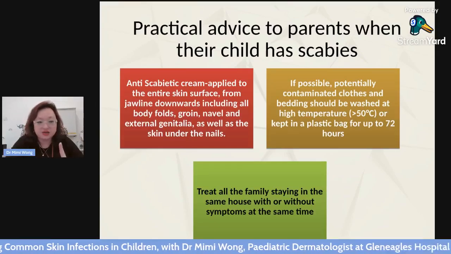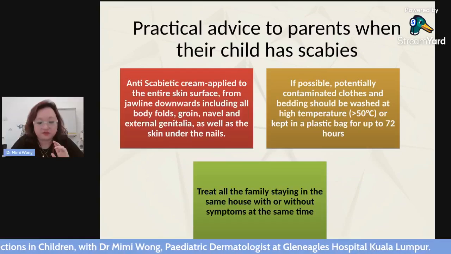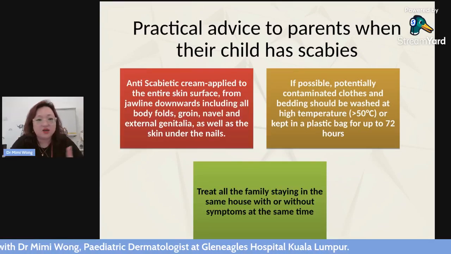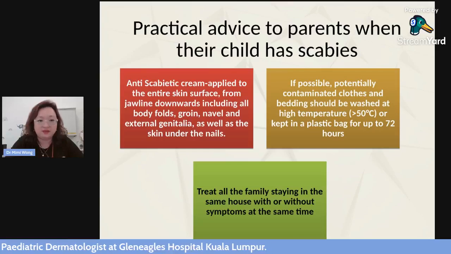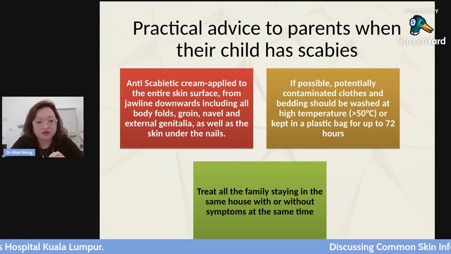When a child in a family has been diagnosed with scabies infestation, you have to treat the whole family, regardless of whether they actually have symptoms or no symptoms, right? Whether you have itchiness or no itchiness, it has to be treated.